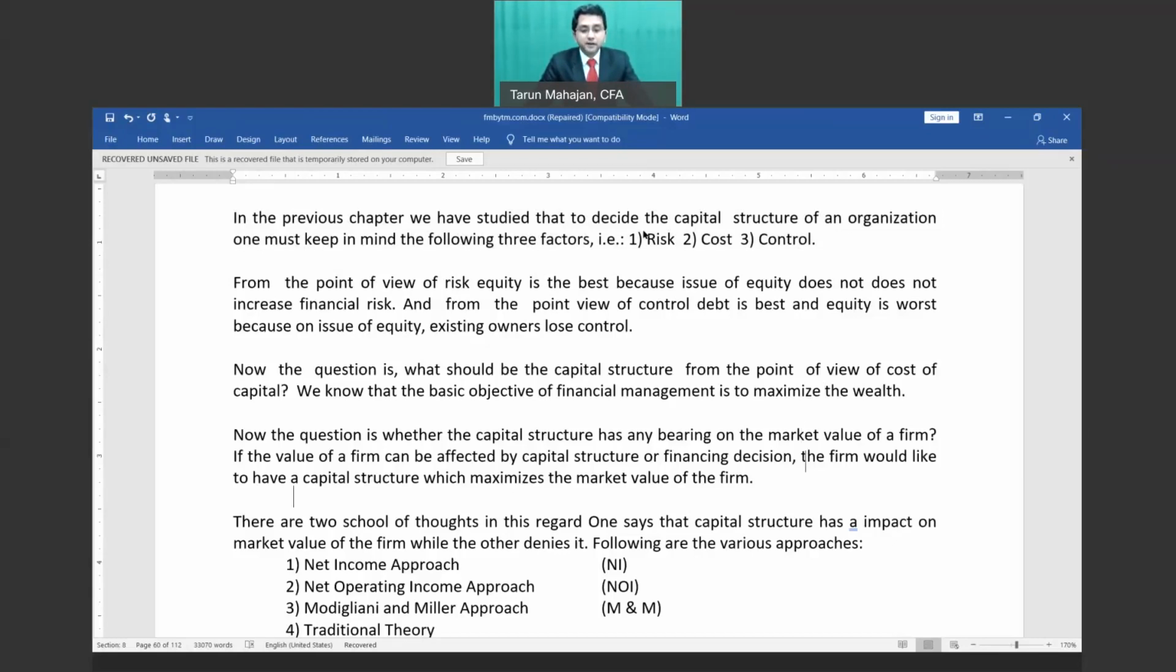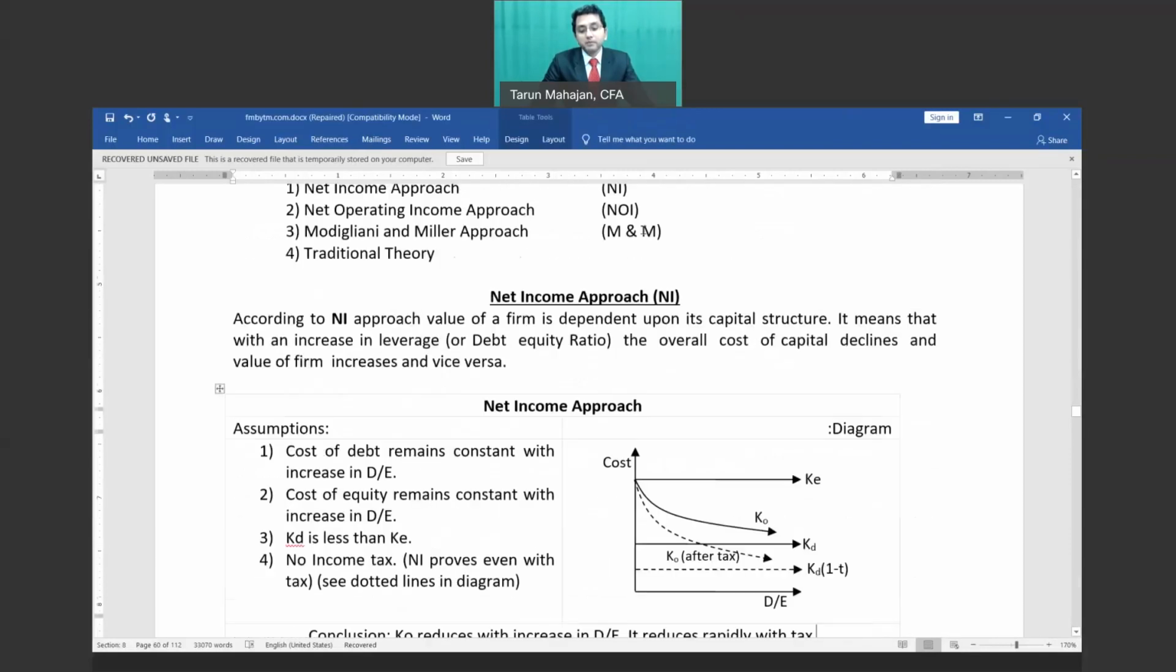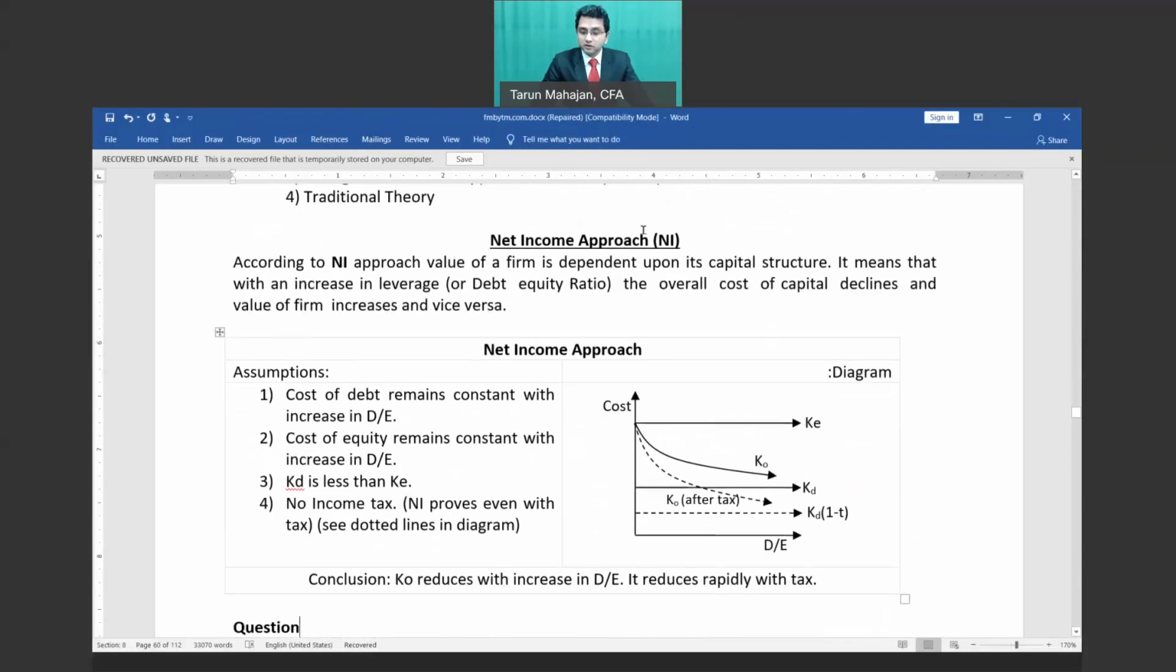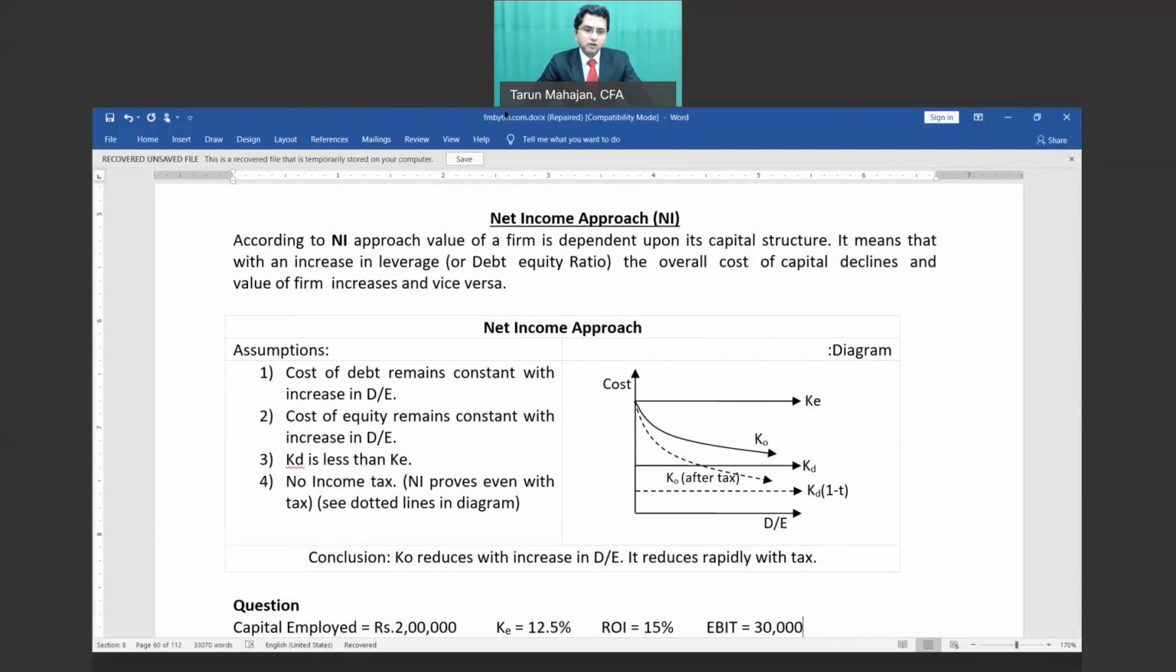On top of it, you get a tax benefit, so the cost of debt will further reduce. And there will be a big gap between cost of equity and cost of debt. So now I'm giving you 2-3 minutes. Just observe this on the screen, what is the net income approach, and then I'll let you know.